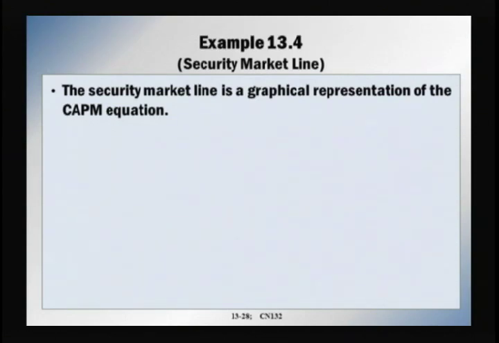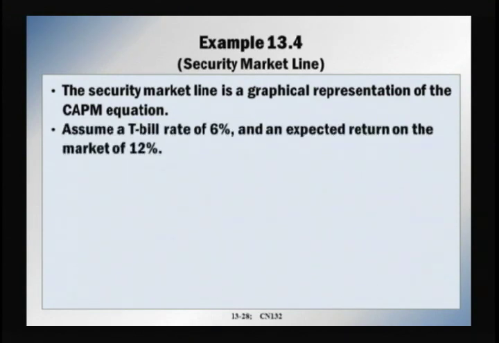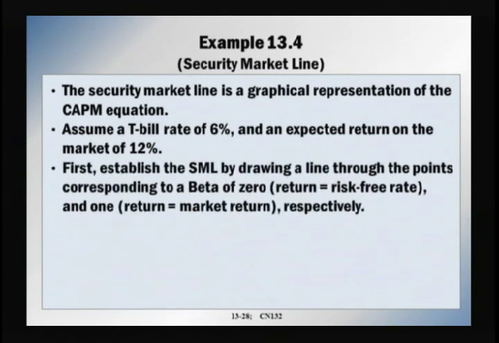The security market line is simply a graph of the CAPM equation. So if we have a Treasury bill rate of 6% and an expected return on the market of 12%, we can establish the security market line if we simply have 2 points on that line. The 2 easiest points to use in drawing the graph of the security market line are the point where there's a beta of 0, which corresponds to the risk-free rate, and the point that has a beta of 1, which corresponds to the market return.